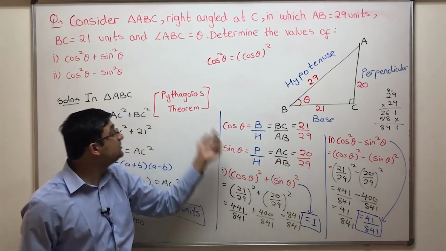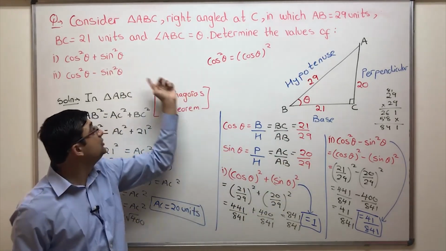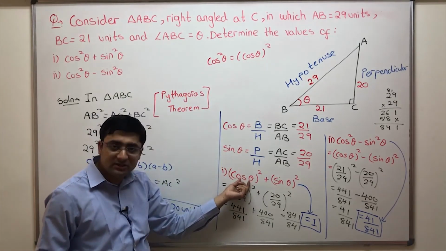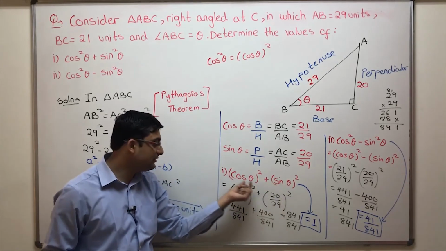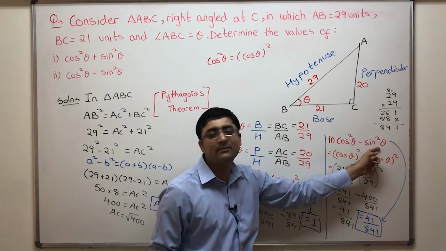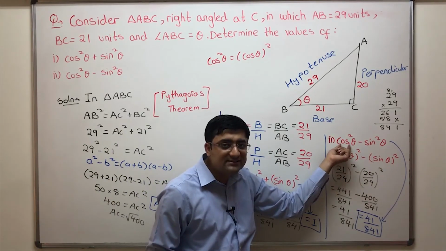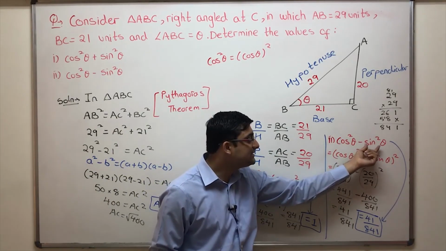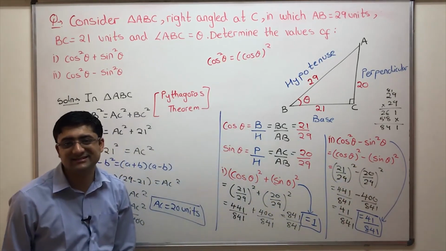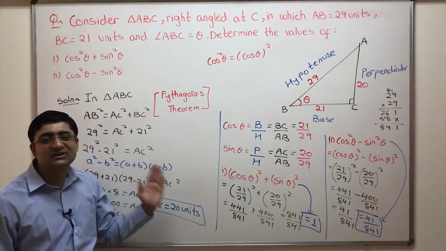Now what is our expression? Cos square theta plus sin square theta. Cos square theta is nothing but cos theta the whole square, so it's cos theta the whole square plus sin theta the whole square. Plug in the values and solve, we got 1. The next expression was cos square theta minus sin square theta. Cos square theta is cos theta the whole square, and sin square theta is sin theta the whole square. Plug in the values and solve, and you'll get the answer. Is this clear? So this is how you solve this question.